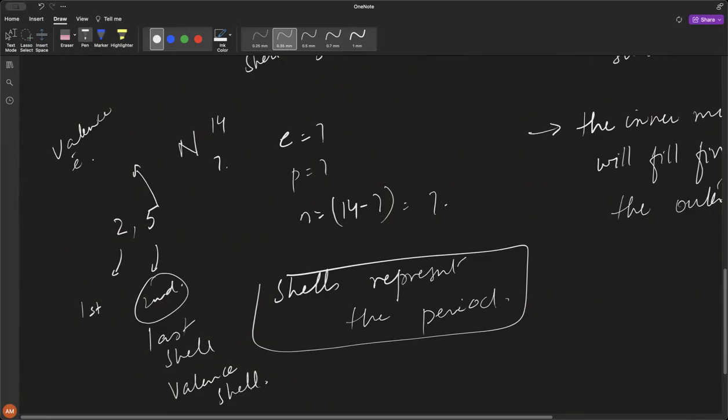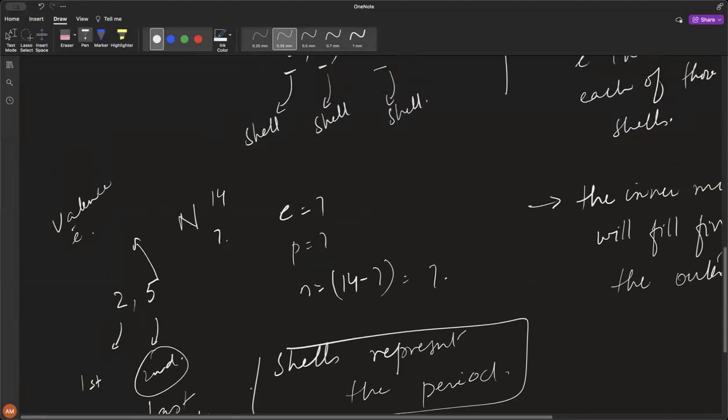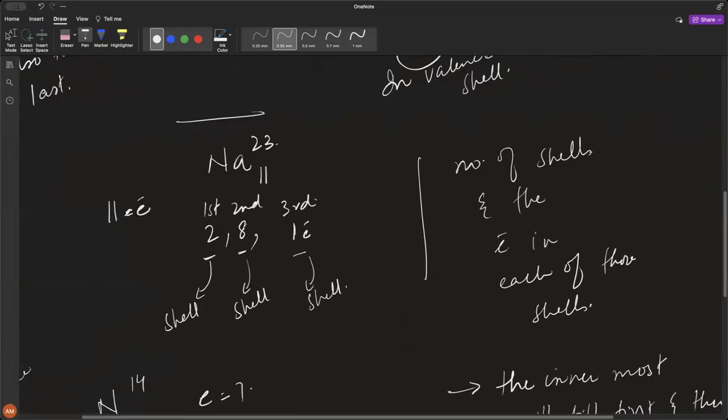Is this clear? Are you getting the point? It is this last shell which needs to get an octet configuration. It needs to have 8 electrons in it to become stable. This is what we have been doing up till now, right?